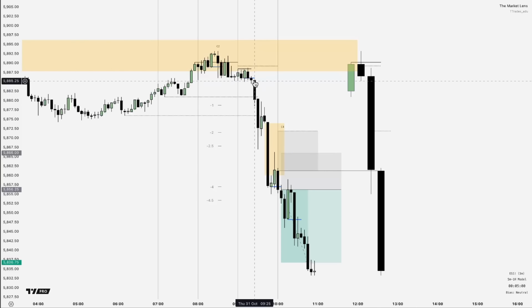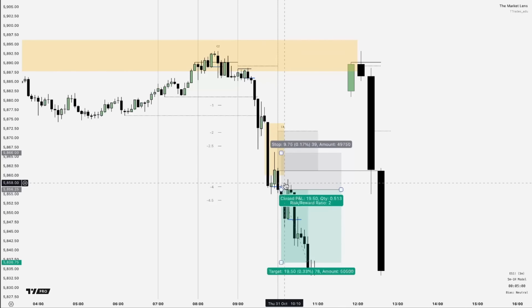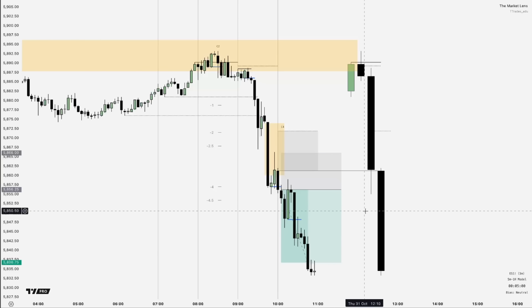Now, obviously, I prefer the entries before our short-term targets are taken out, but I hope you can see that when price is trending, it's going to respect up close candles, or if it is trending higher, down close candles. So let's get into one more example.